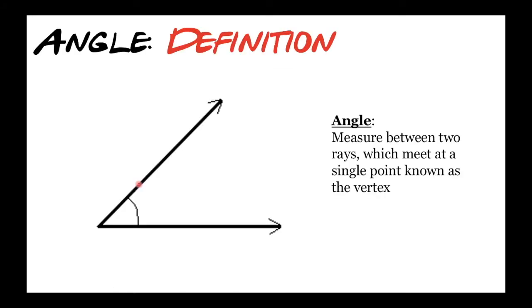An angle is a measure between two rays. Well, what's a ray? A ray is a line that extends infinitely in one direction and stops at a point in another direction. When two rays connect at a single point known as a vertex, they create an angle. Angles are measured in degrees.